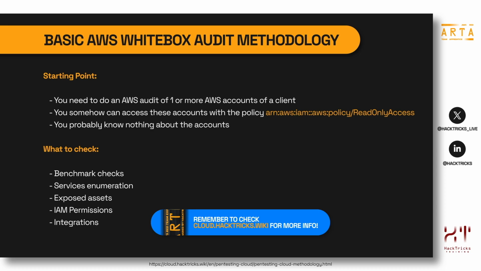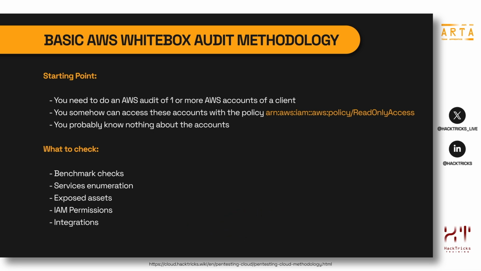It's going to be white box because we have read access over it, and we need to make the most of our time. So in the Cloud HackTricks methodology, we have 5 special steps. At this time, we have 5 main components to check in a specific order, so you start understanding better how the AWS accounts are working, and then you start looking for vulnerabilities. So these 5 components are going to be benchmark checks, service enumeration, exposed assets, IAM permissions, and integrations.